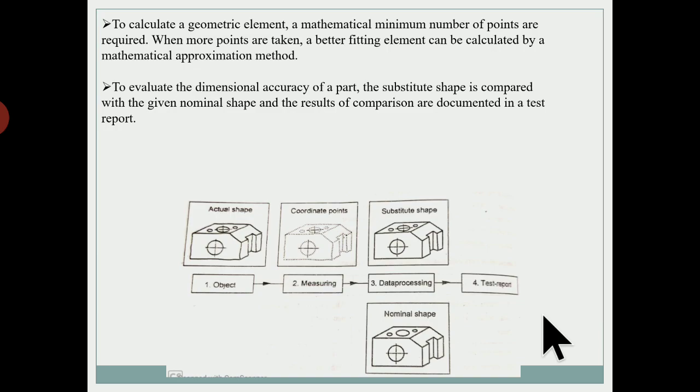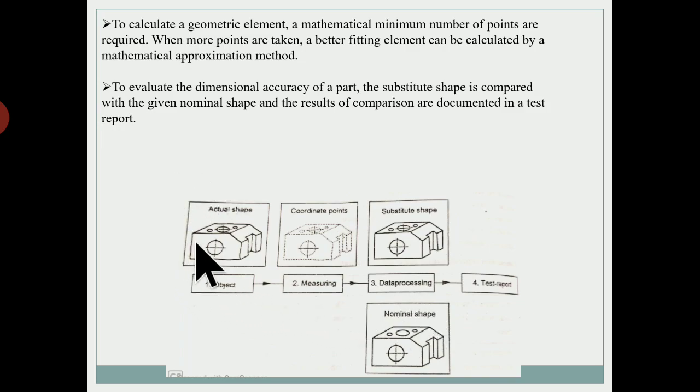To calculate a geometric element, a mathematical minimum number of points is required. When more points are taken, a better fitting element can be calculated by a mathematical approximation method. To evaluate the dimensional accuracy of a part, the substitute shape is compared with the given nominal shape, and the results of the comparison are documented in a test report. The block diagram which describes the CMM technique is given here.